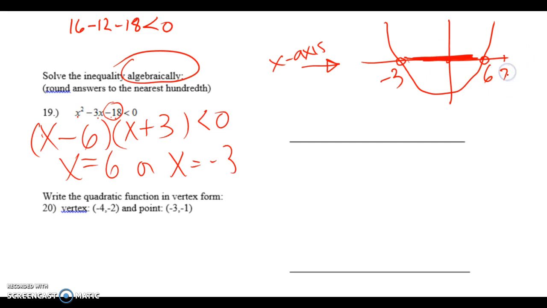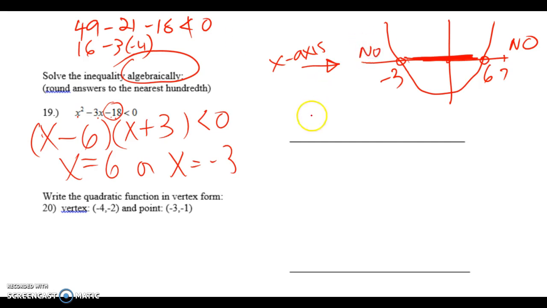But let's test 7, for instance. So 7 times 7 is 49. That's how I figured out I had a problem. 49 minus 3 times 7 is 21 minus 18. Guess what? That is not less than 0. So it's no over here. Let's test -4. -4 times -4 is 16 minus 3 times -4, which is adding 12. 16 plus 12 is 28, right? Minus 18. So that's positive. So this is a no. So our answer has to be x is greater than -3 and less than 6.